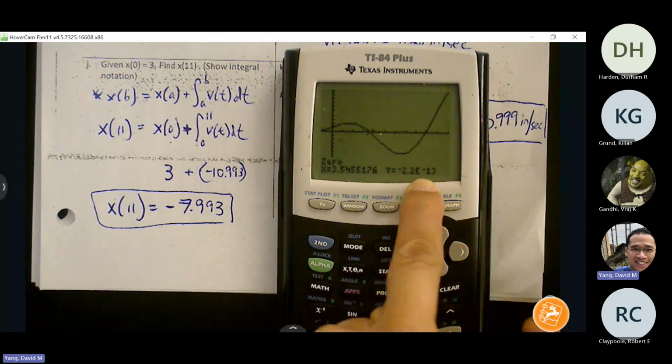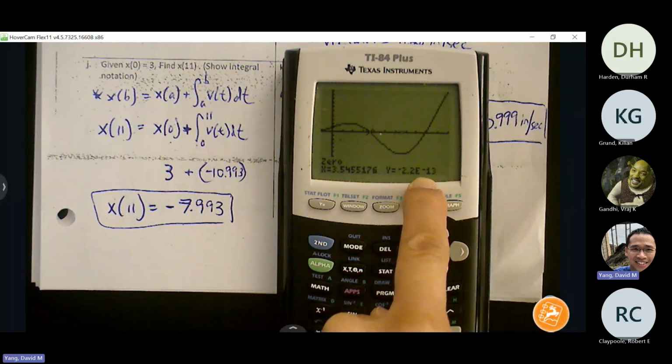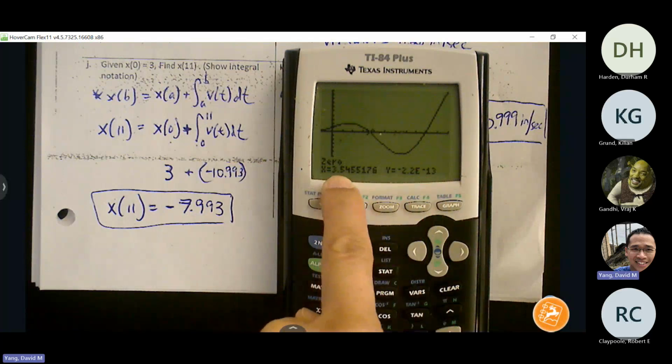That's basically 0. So I don't know why they don't just say 0. It looks confusing, but it's just basically your x-intercept because your y is 0. So 3.545 is a t-value when the object actually hits the average velocity.